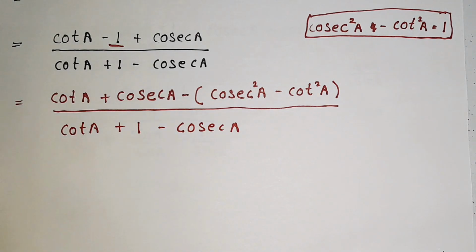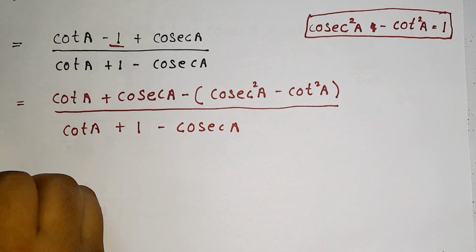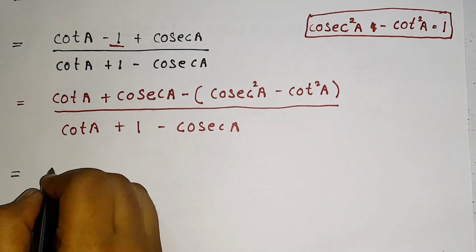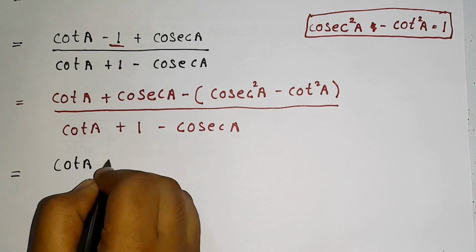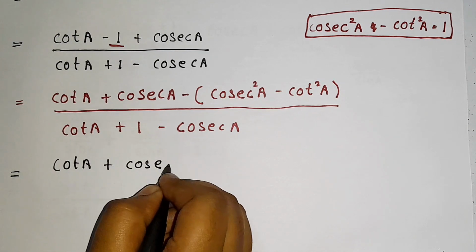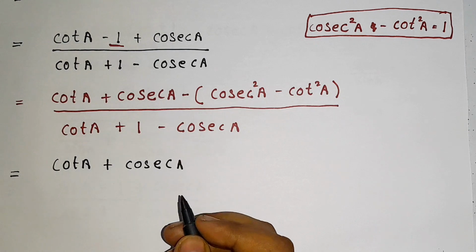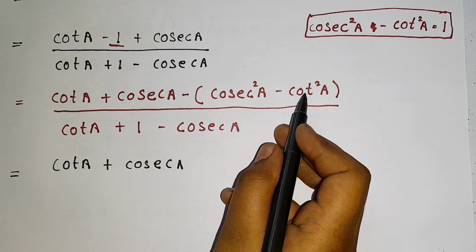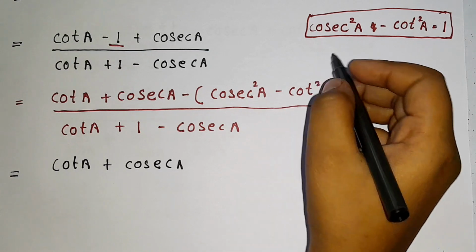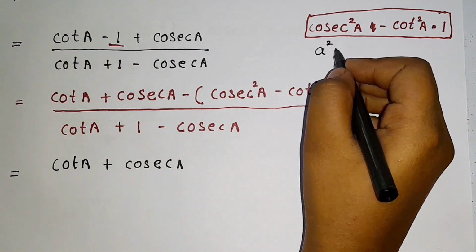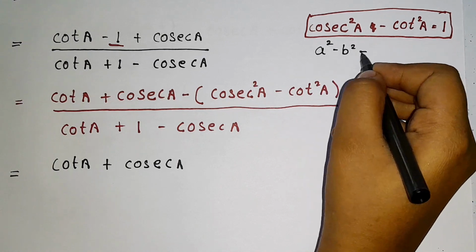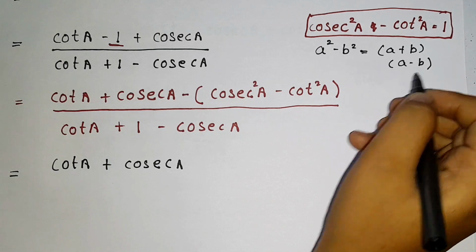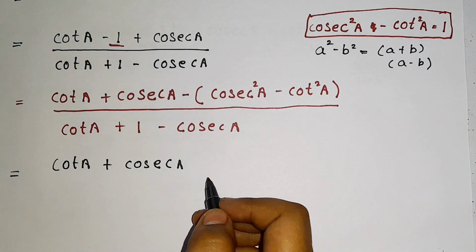Okay, so now we can write is equal to cot A plus cosecant A. So here I would like to say something. Here we have cosecant square A minus cot square A. So here we can actually apply a formula, that is A square minus B square is equal to A plus B and A minus B. We can actually apply this formula, isn't it? So now let us apply it.